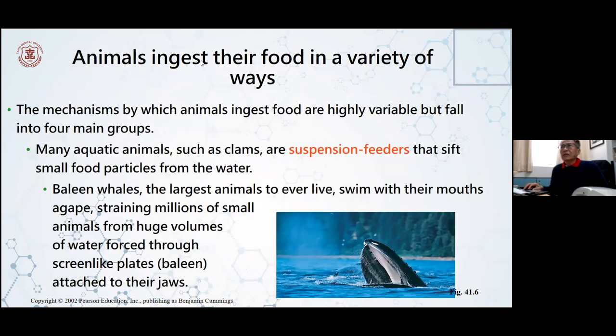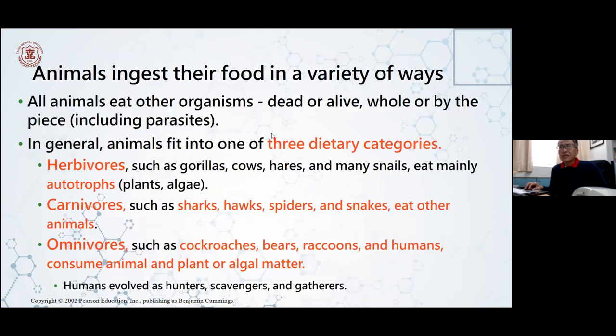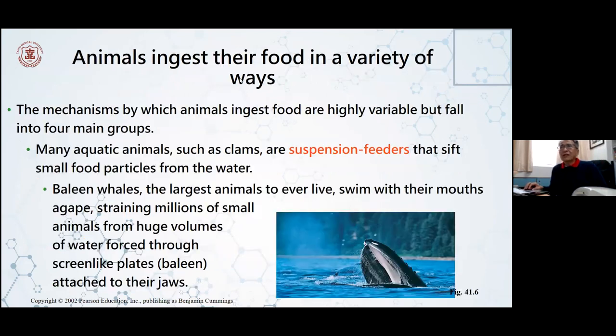And animals ingest food in a variety of ways. The previous division was by the foods, and this one is by the ways of getting food. Some aquatic animals, like the clam, living in the water, are called suspension feeders, because they take in food particles from the water. So this type of animal is called a suspension feeder.